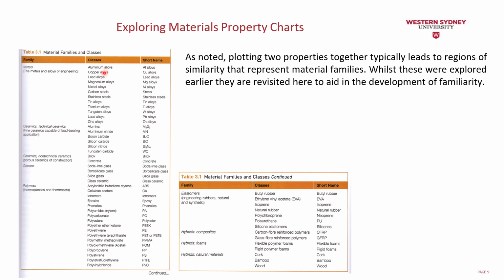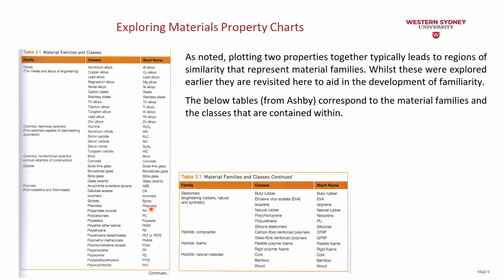And here are the classes of each one of the family members and their short names. You can use that to do your research later. The table below from the HBA corresponds to the material families and the classes contained within. So this is an extension of this table. We can go to the elastomers, the hybrids, which are the composites, the hybrids, which are the foams, and the natural materials hybrid.